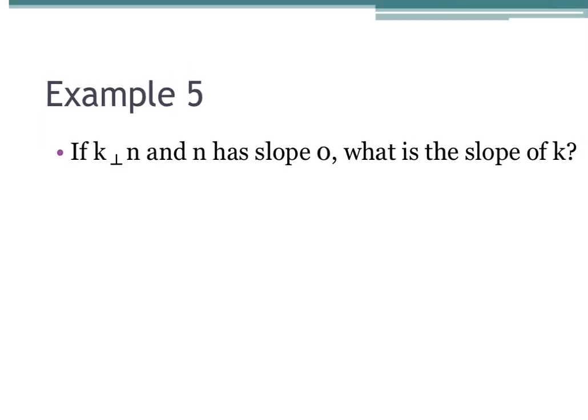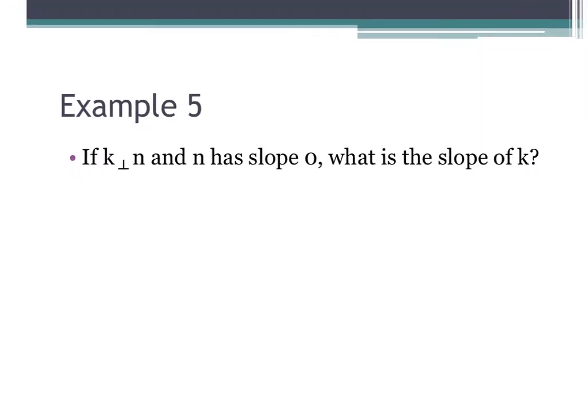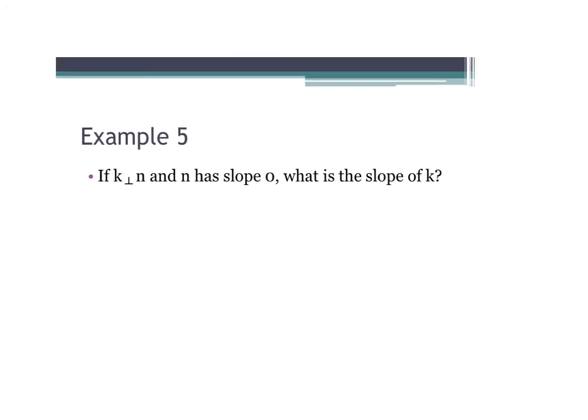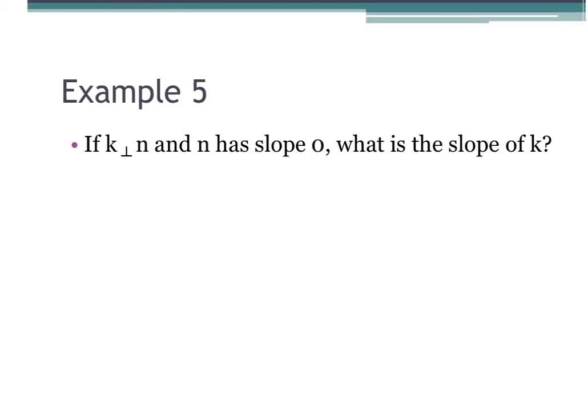And then if k and n are both perpendicular, and n has a slope of 0, what is the slope of k? So if n has a slope of 0, we're looking for the slope of k. We know that they're perpendicular. Well, the opposite inverse of 0 is going to be 1 over 0, which is undefined. So that's the slope of k.